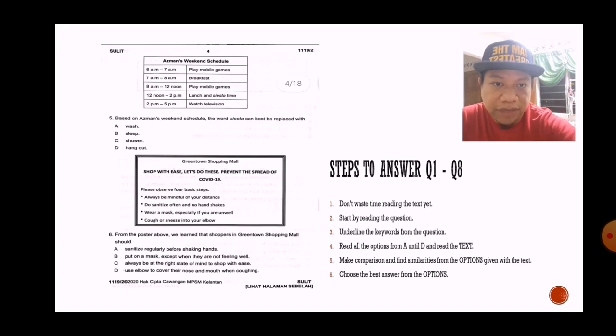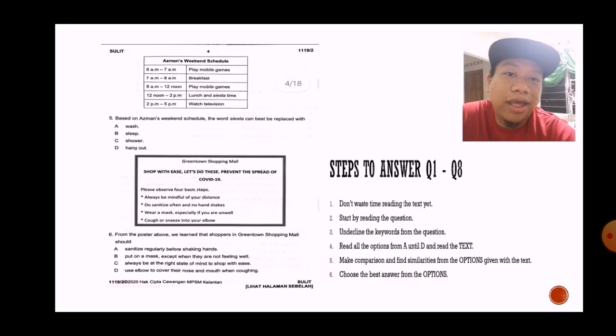Okay, let us read the options. A: Sanitize regularly before shaking hands. B: Put on a mask except when they are not feeling well. Haha, this is weird. Pakai mask kecuali bila diorang tak sihat. Maksudnya diorang pakai mask, kalau tak sihat buka mask.